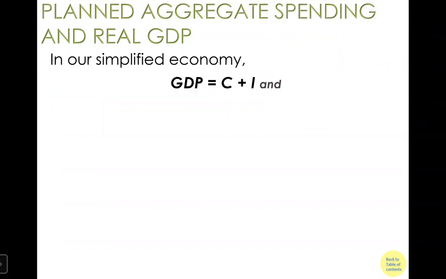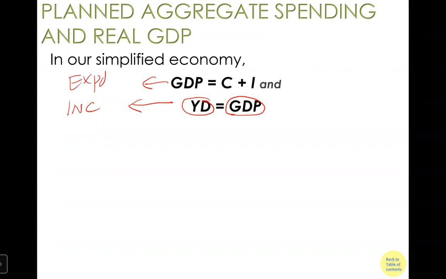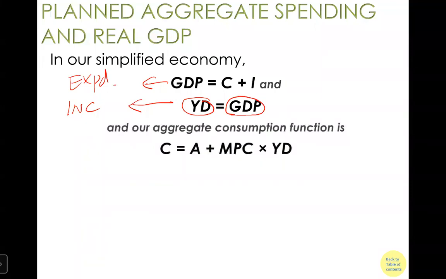Okay. Now we go to the next equation. Disposable income equals GDP. In this equation, we essentially look at GDP through the lens of income, whereas the previous one was GDP through the lens of expenditure. Right? So now we go to the next step.